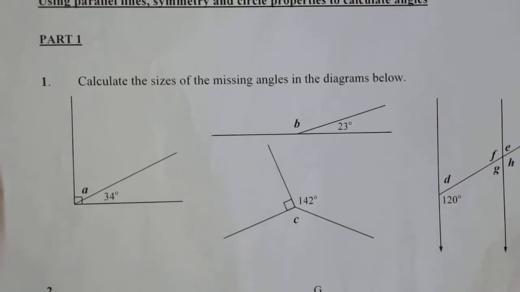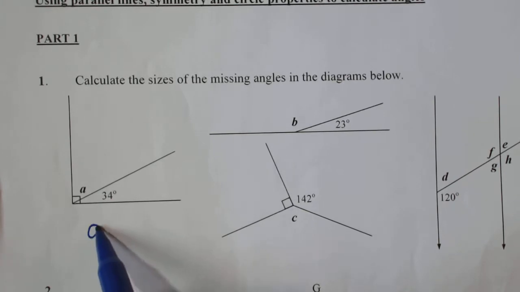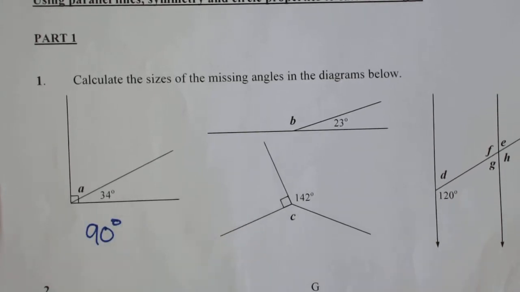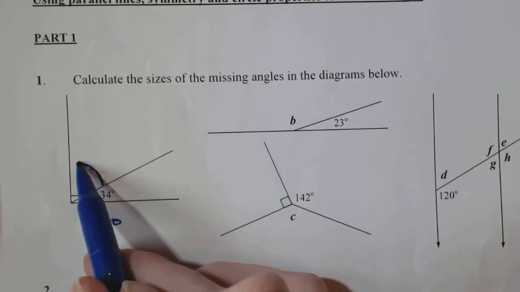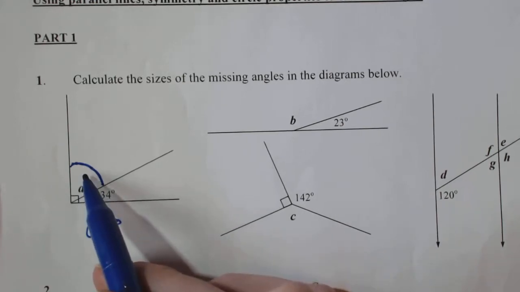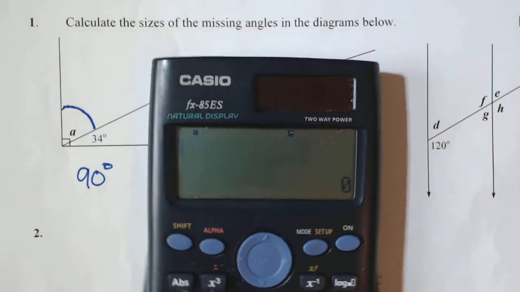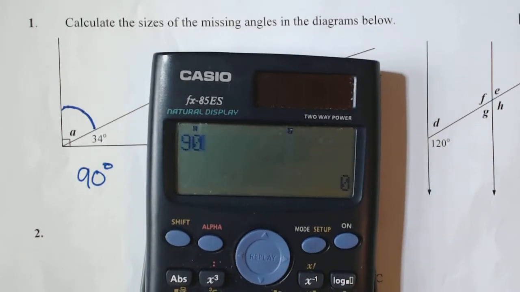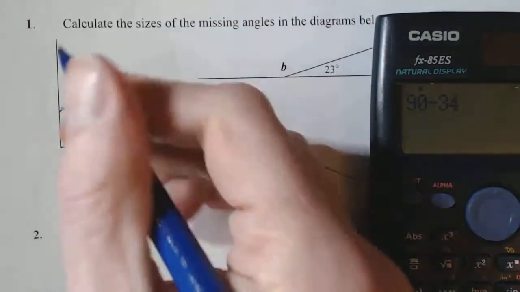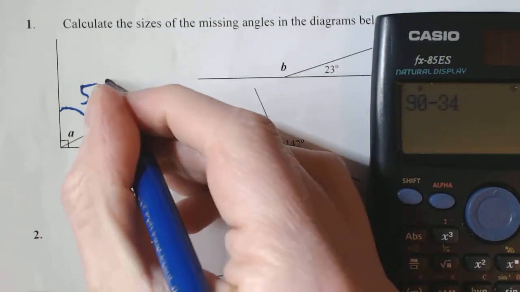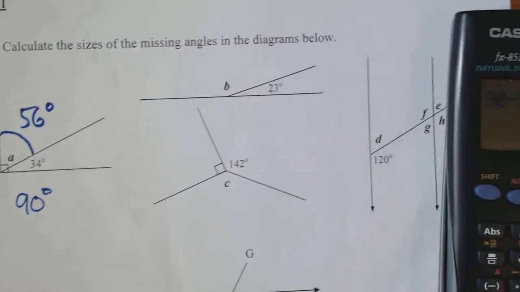So what we've got here, right angle triangle, so we know it's 90 degrees. So what is this one, okay? So that angle, angle A plus 34 has to equal 90. So all you do there is 90 minus 34 and you get 56. So A is equal to 56, remember the units.